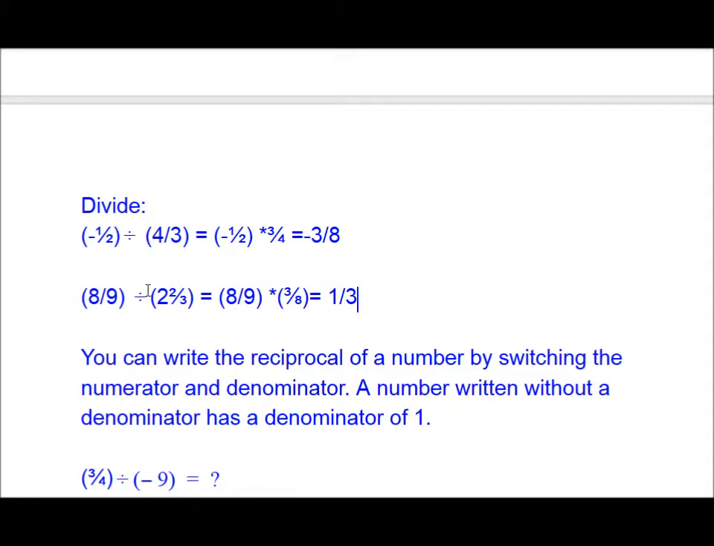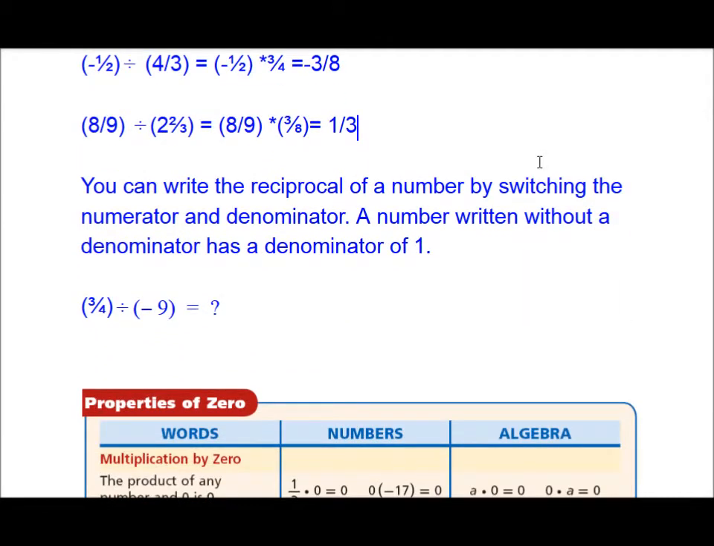So in case of a mixed number, we first have to convert it into an improper fraction and then do the reciprocal for division, and then multiply them together to get the answer. You can write the reciprocal of a number by switching the numerator and denominator. A number written without a denominator has a denominator of 1. Let's do another example.